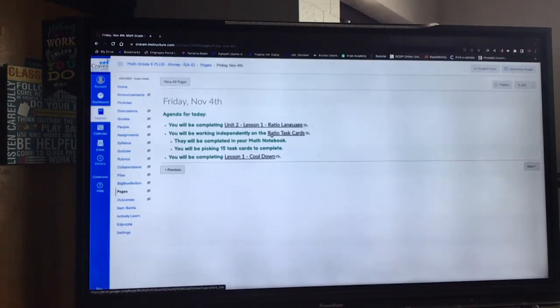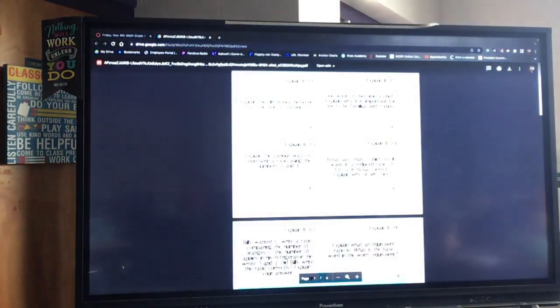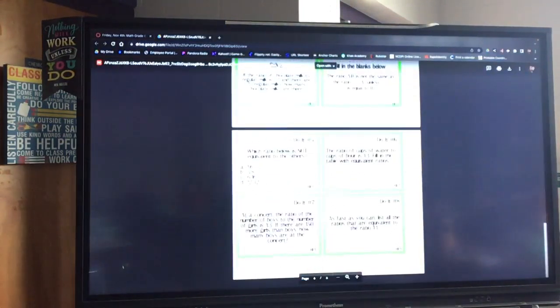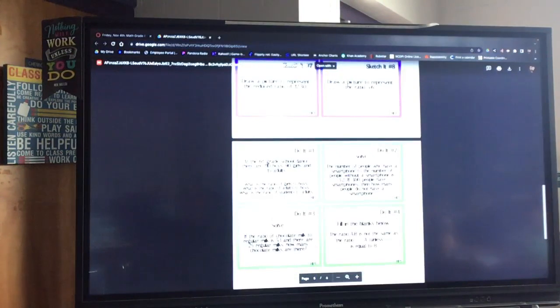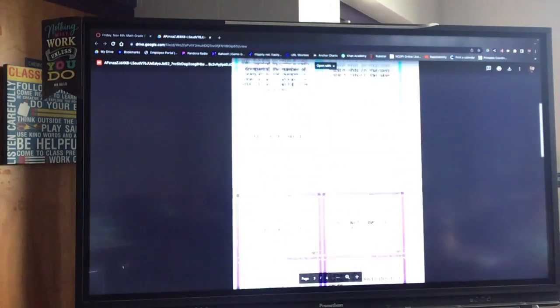It says you will be picking 15. It's not telling you that you must do 15 in a row, or that you have to do all of them, or that it has to be in order. What it's telling you is you're picking 15 of them. It doesn't matter which 15. When you click on this, it's going to produce task cards, and I think I picked the wrong number for you to do. Hold on.